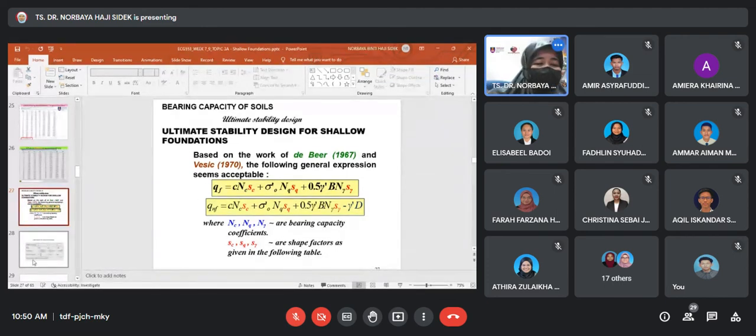Alright, so after that, we go for the ultimate stability design. This ultimate stability design for the shallow foundation was given by De Beer and also Vesic in 1967 and 1970. So this is the equation. Again, for this equation, the difference is that they have the shape factors. What are the shape factors? The shape factors given are SC, SQ, and S gamma. The rest is the same as the previous equation.